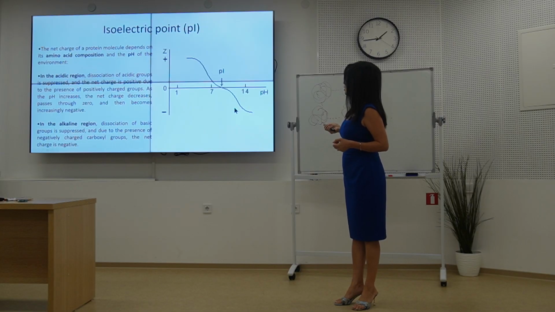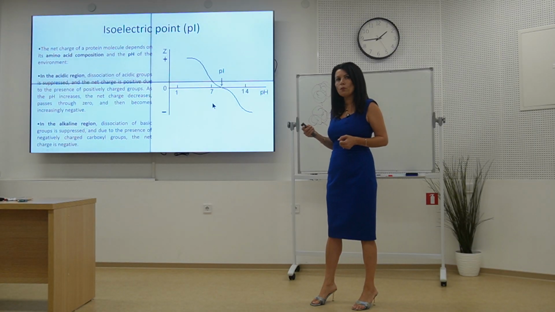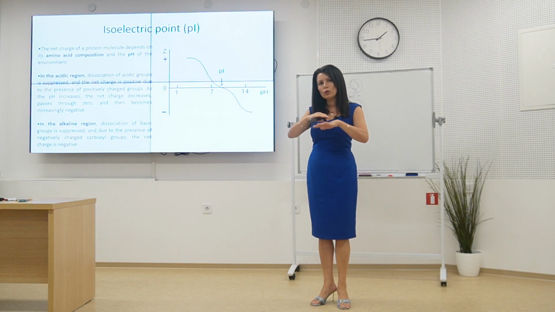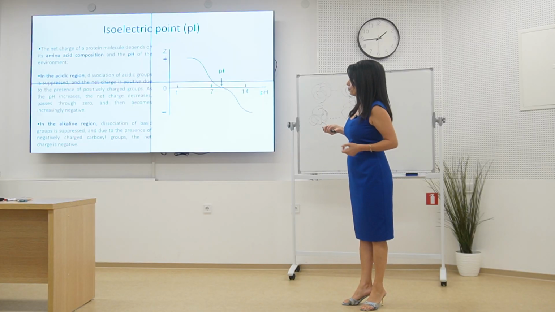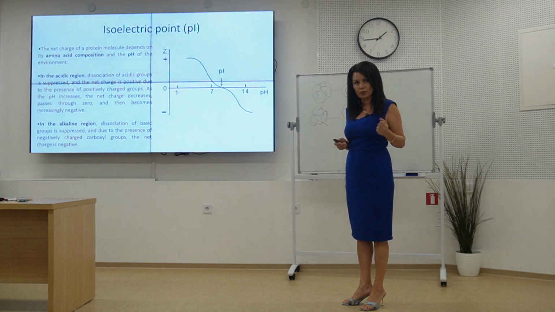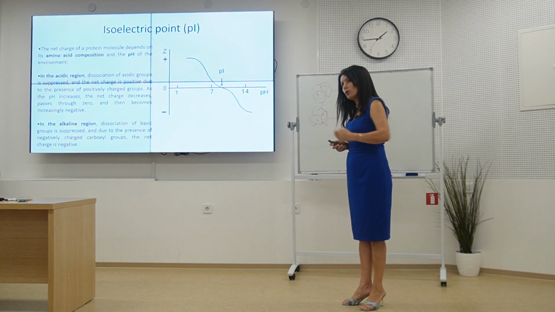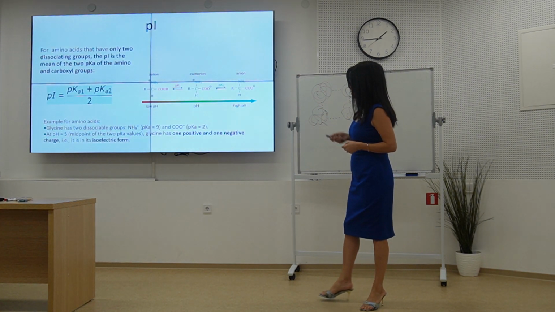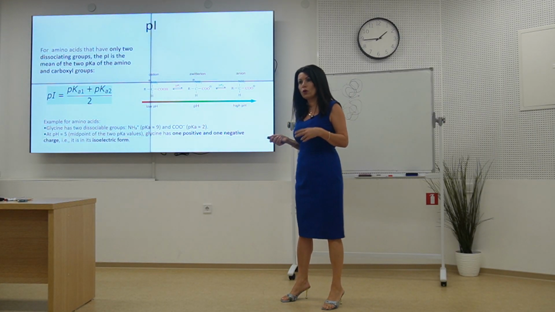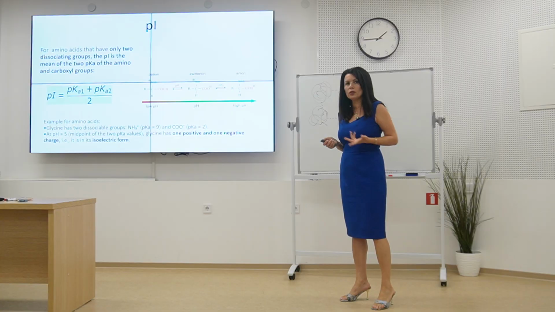In this region, the dissociation of basic groups is suppressed. Basic group means the amino group. The dissociation of amino groups will be suppressed, and only the carboxyl negative charge remains, that's why the charge will be negative. Amino acids have only two groups that can be dissociated.